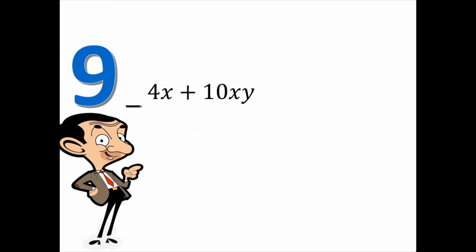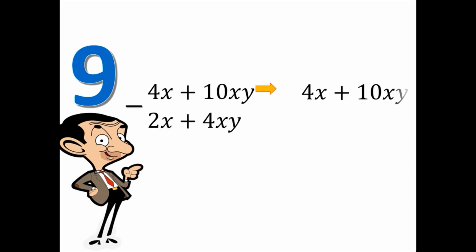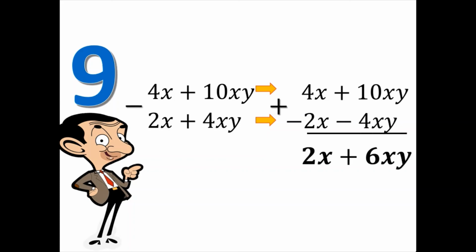9. 4x plus 10xy minus 2x plus 4xy. Copy the first polynomial, minus becomes plus. 2x plus 4xy becomes negative 2x minus 4xy. Add. The result is 2x plus 6xy.